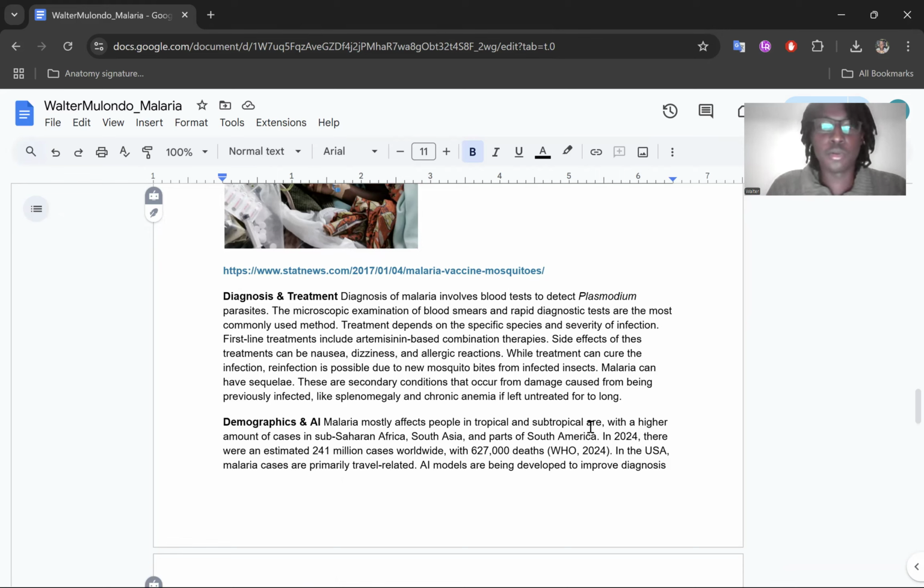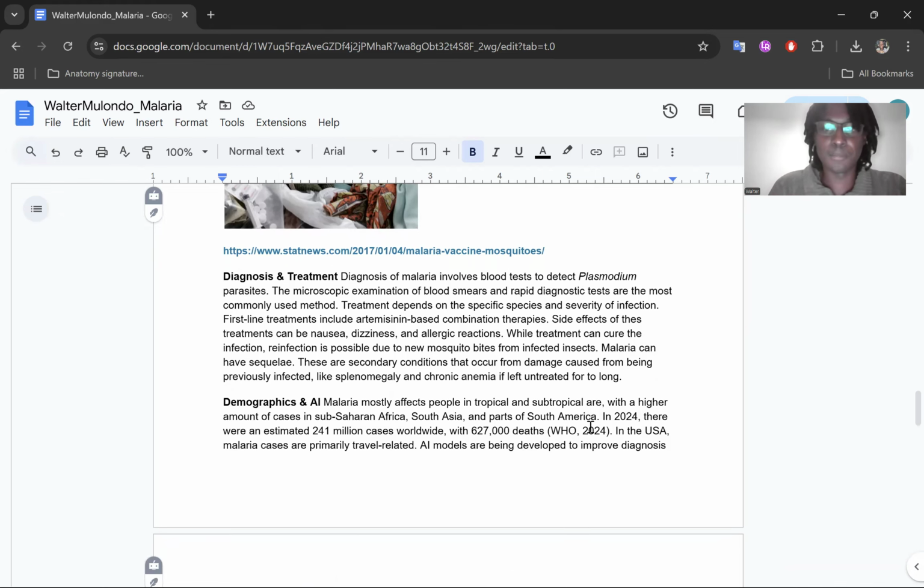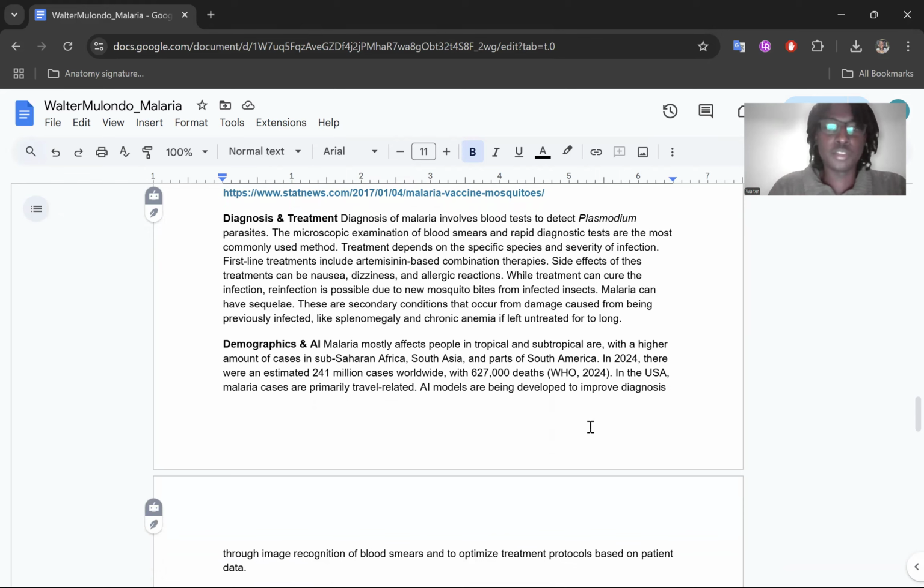In 2024, there were an estimated 241 million cases worldwide with 627 deaths, according to the World Health Organization. So it's still a very prevalent disease, and it's not in first world countries generally, mainly in tropical countries where you'd see all these cases. In the US, malaria cases are primarily travel related from people who are visiting those tropical countries and coming back with the disease after being bitten and not taking the precautions to prevent that.